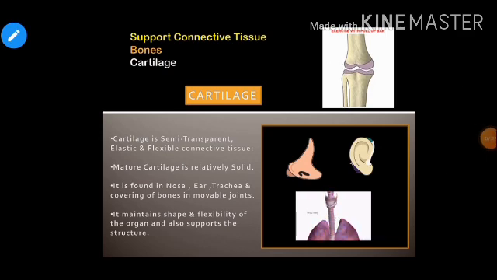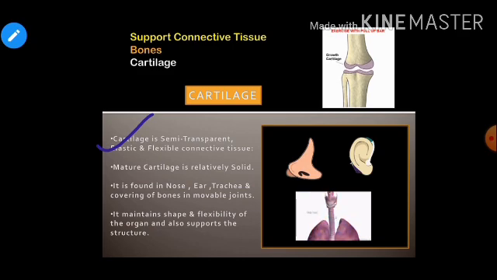So let us see what does the cartilage do. So firstly, what is the cartilage? Cartilage is again a connective tissue, and cartilage is a semi-transparent, elastic and flexible connective tissue, right? This is the very important characteristic of cartilage.